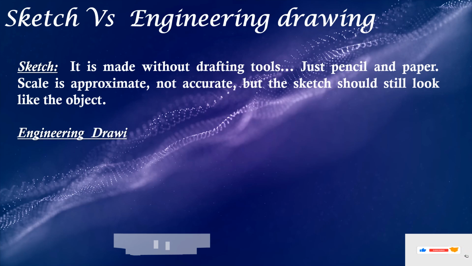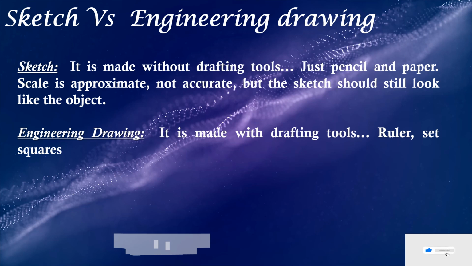An engineering drawing is made with drafting tools: ruler, set squares, protractor and compass. Scale should be accurate and the drawing carefully made.